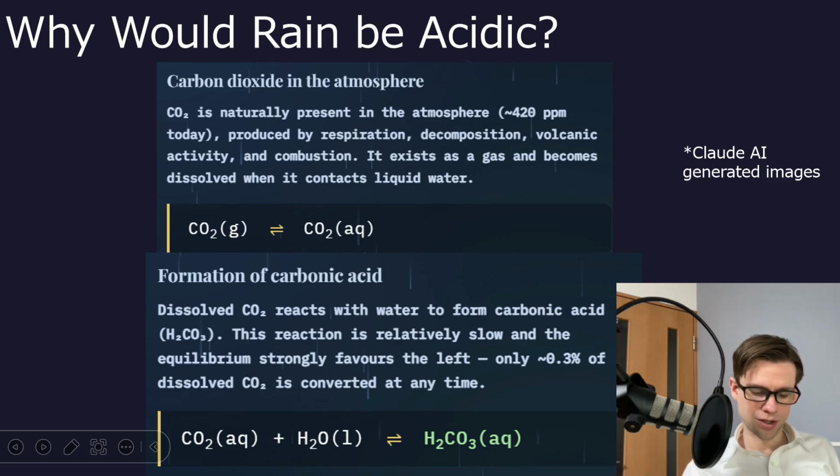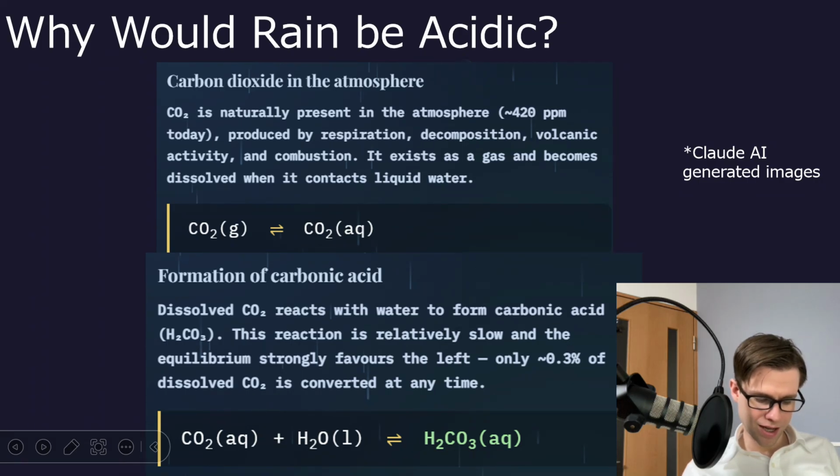So with CO2 in the atmosphere, this is produced by respiration of animals, decomposition, volcanic activity, and combustion. It exists as a gas and becomes dissolved when it contacts liquid water. So CO2 actually dissolves in water. You should know this if you drink soft drinks, right? Those have high amounts, but even small amounts will always be dissolving.